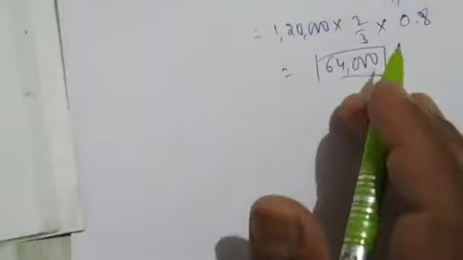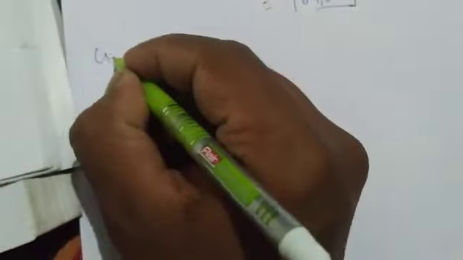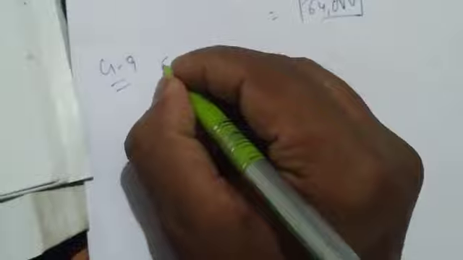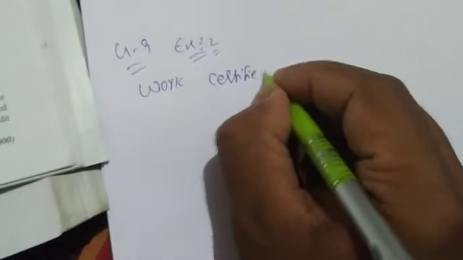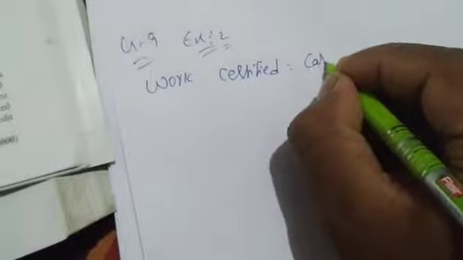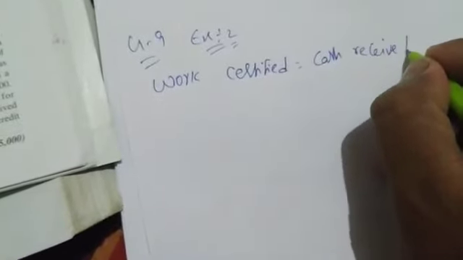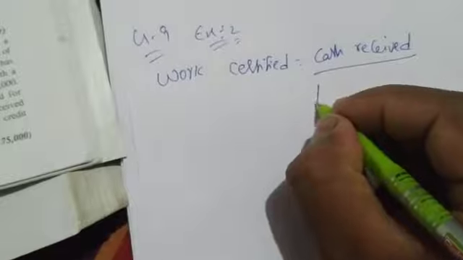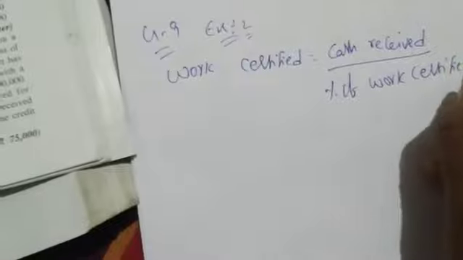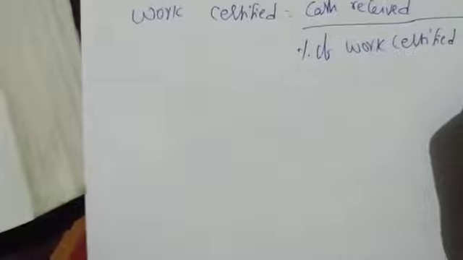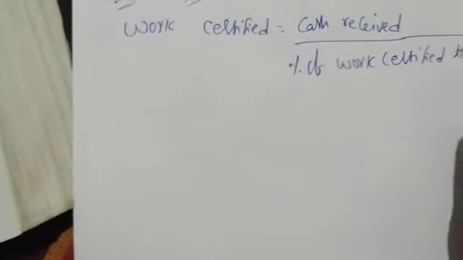So page number G9, example number 2, we are solving. First we have to find out work certified. How to find out work certified? We have the other formula. That formula we are using, cash received divided by percentage of work certified to cash received, right? So how much cash received is given here.